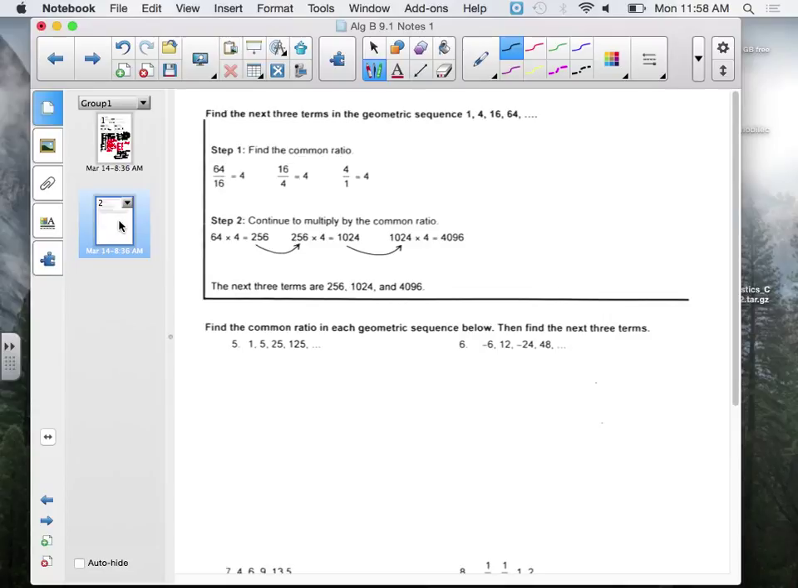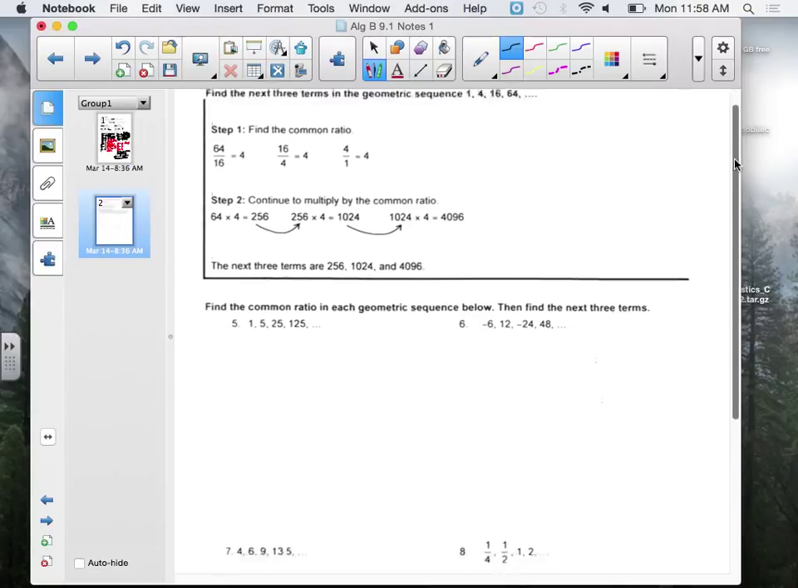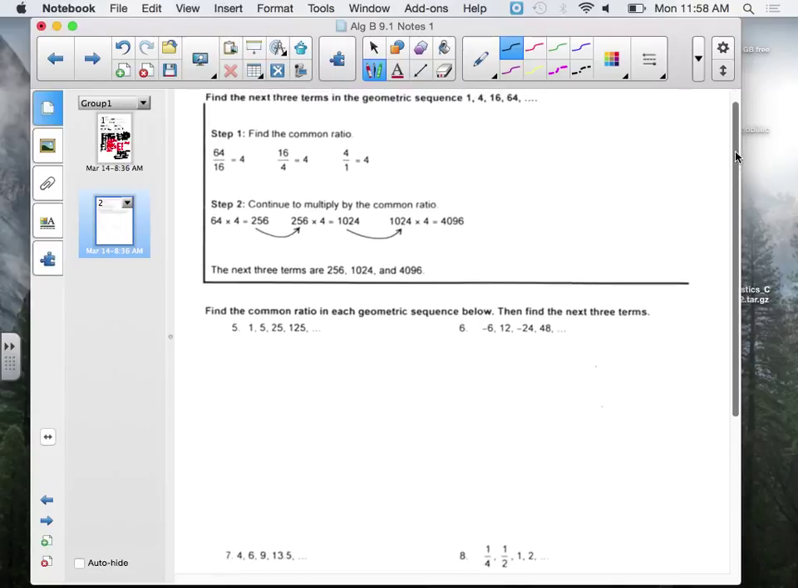So, the next part is telling us to find the next three terms in the geometric sequence. So, it already tells us that it is geometric, right? So, if they tell us it's geometric, we probably don't have to find the common ratio, because there should be one, right? Well, we have to find it. Yep, we still have to find it though.